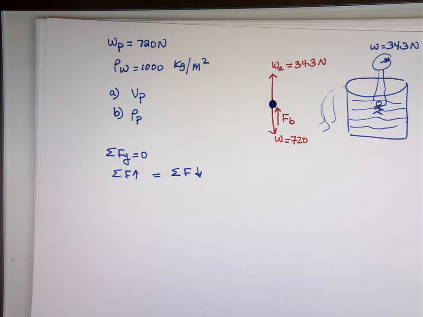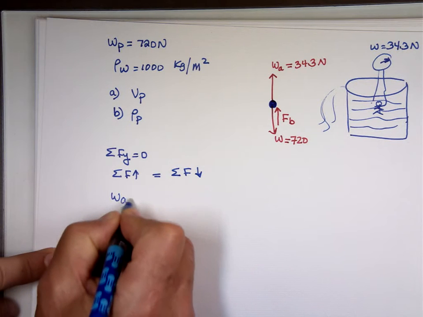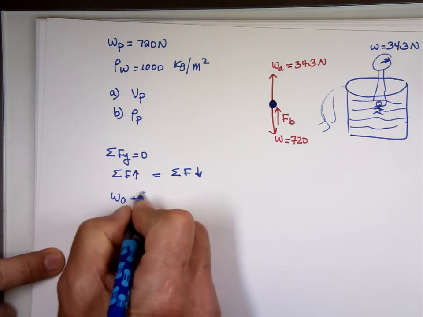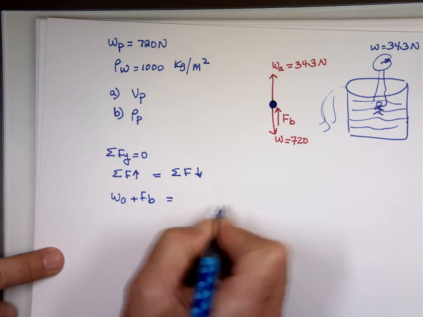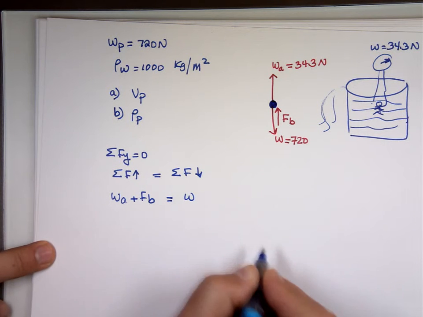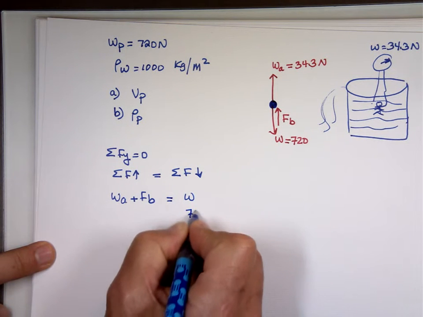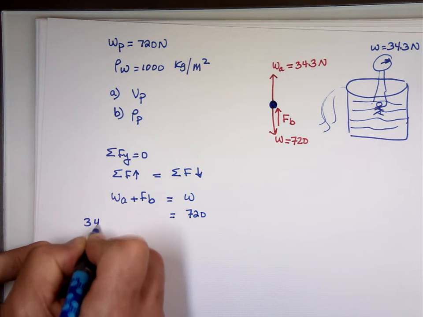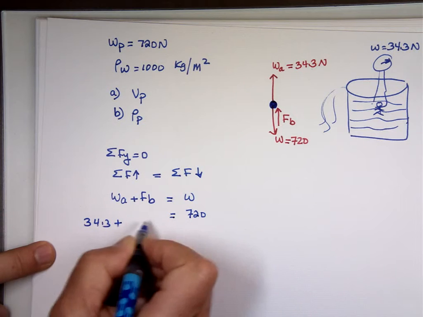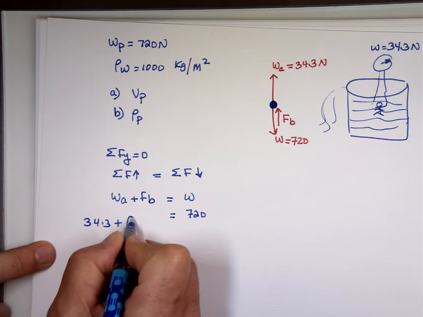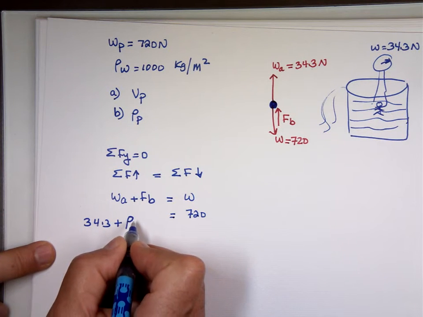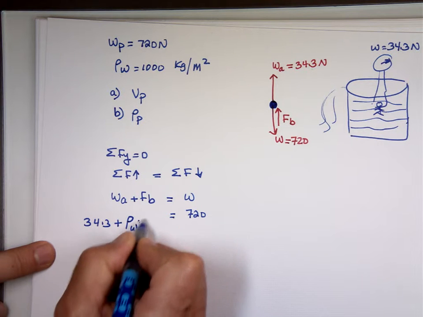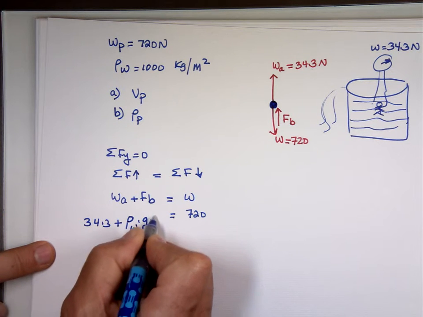What is pointing upward? The apparent force. Where else? And buoyancy. And what's pointing down? The weight. So the 720 equals the 34.3 plus the F buoyancy, which, remember, is rho of the fluid. The fluid here happens to be water, times gravity times the volume.